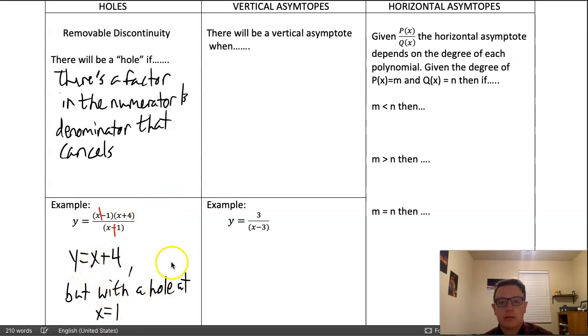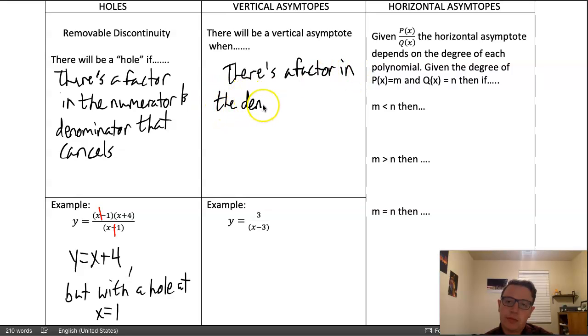So that's a hole. What about vertical asymptotes? We will have vertical asymptotes when there's a factor in the denominator that won't cancel. So essentially, if we can cancel it, we're left with a hole, but if we can't, we're going to get one of those giant leaping jumps and bounds. So there's a factor in the denominator that can't cancel.